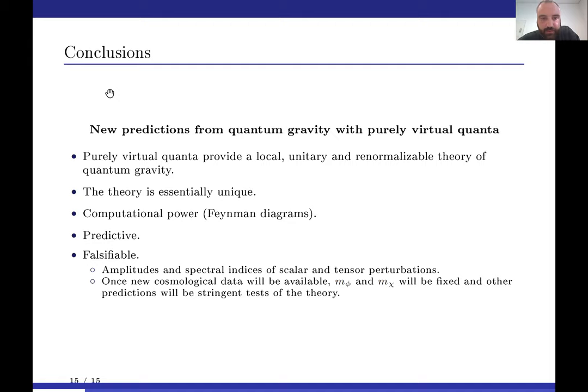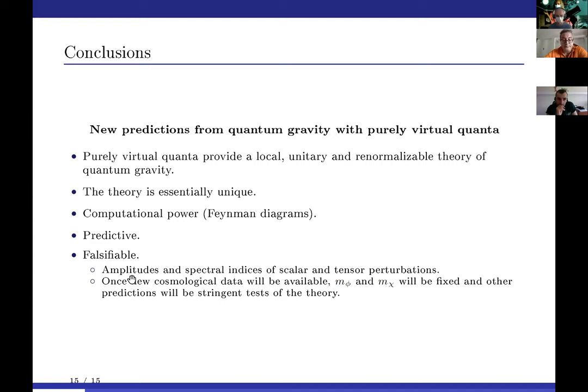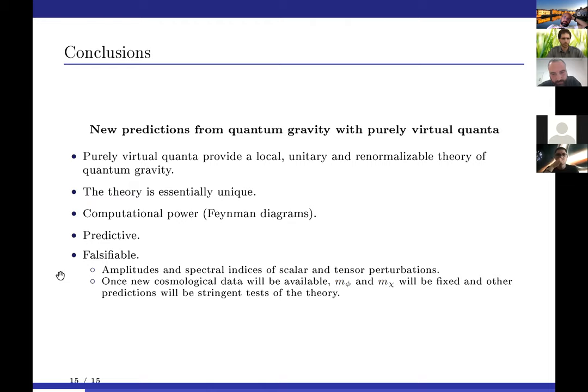It is predictive, and indeed also falsifiable, as I showed you from our last paper, because we compute these amplitudes. They relate the mass of the Fakeon and the mass of the inflaton with data. So once we have more cosmological data, we will have fixed both the mass of the inflaton and the mass of the Fakeon, then all the parameters of the theory will be fixed. And every other prediction that we can work out will be a stringent test for this theory. Thank you.